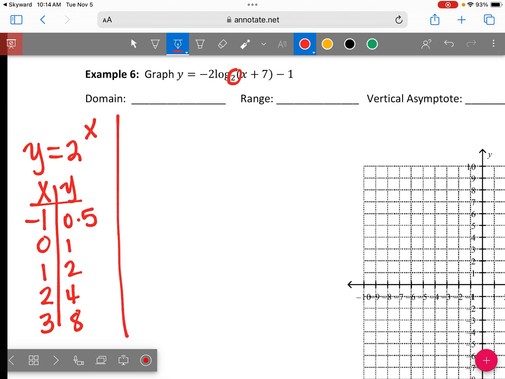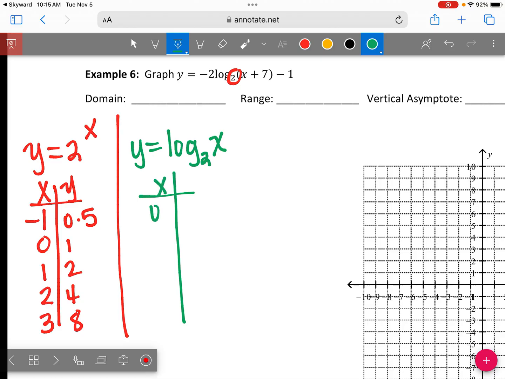Now, this is not the table that we graph because this is exponential. And we are now graphing logarithms. So what we need to do with this table is flip it. So I'm going to put all of my y values for x. And then I'm going to put all of my x values for y.